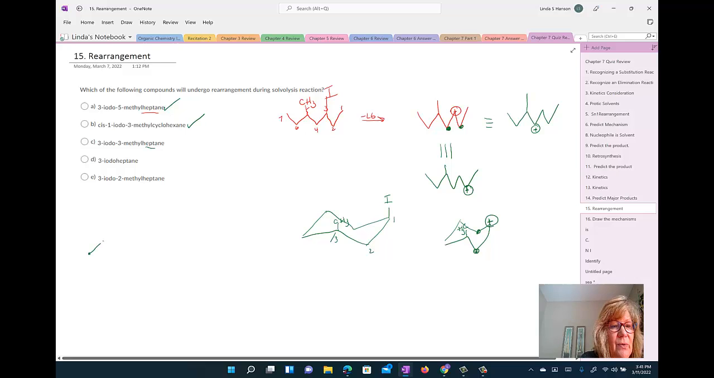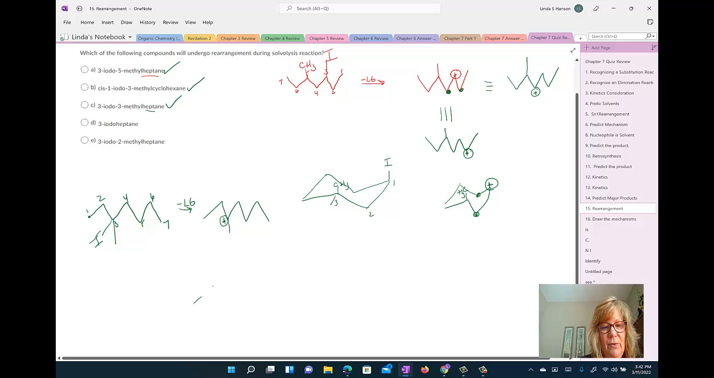Let's draw heptane. 1, 2, 3, 4, 5, 6, 7. And at carbon number 3 is a methyl, and at carbon number 3 is an iodo. So actually that would not undergo a shift or rearrangement because it would already form a tertiary carbocation. So minus the leaving group, and he's all set. So that's not our choice. Let's keep going. 3-iodoheptane. 1, 2, 3, 4, 5, 6, 7. Here's 3-iodoheptane. Remove the leaving group, and you get a secondary carbocation, but nothing interesting next door, so no rearrangement there.